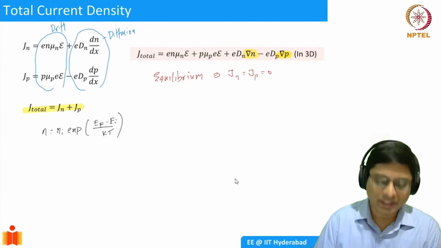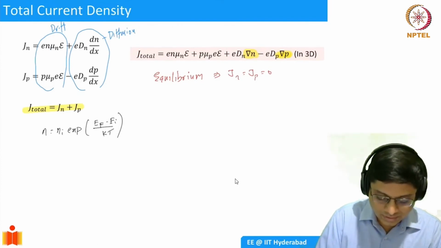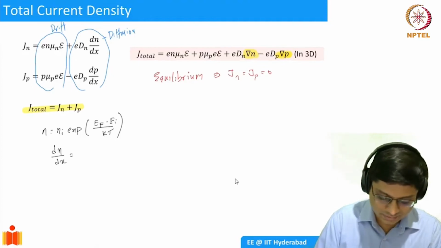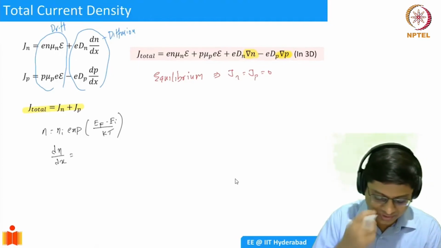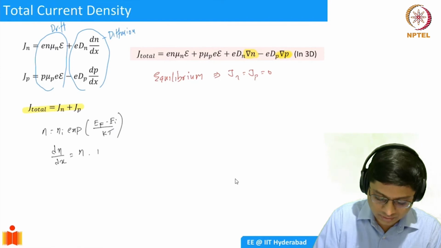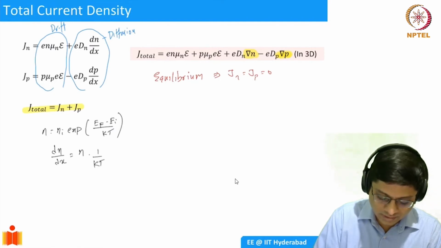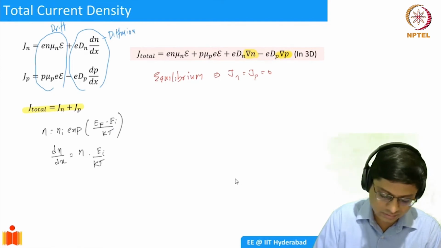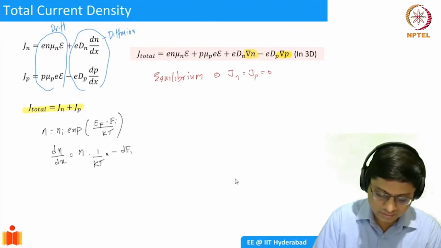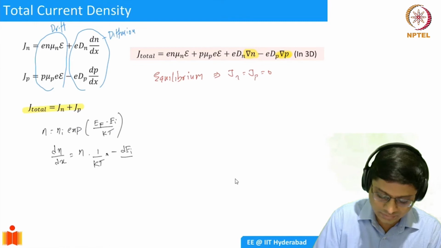So what will be dn by dx? Dn by dx is going to be the same thing. The exponential derivative, if you take it, it will become the same thing. So N times 1 over KT times minus dEI by dx.